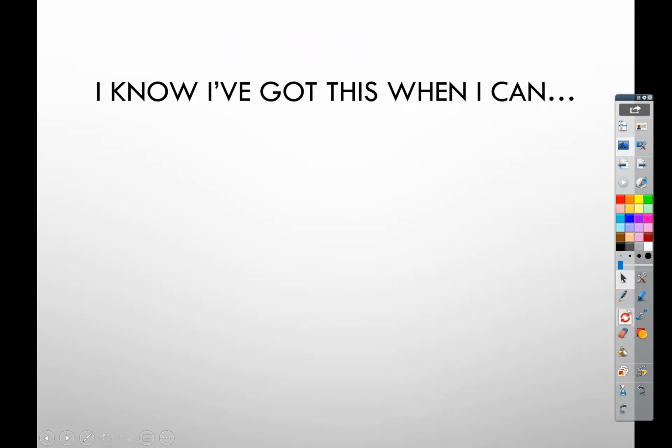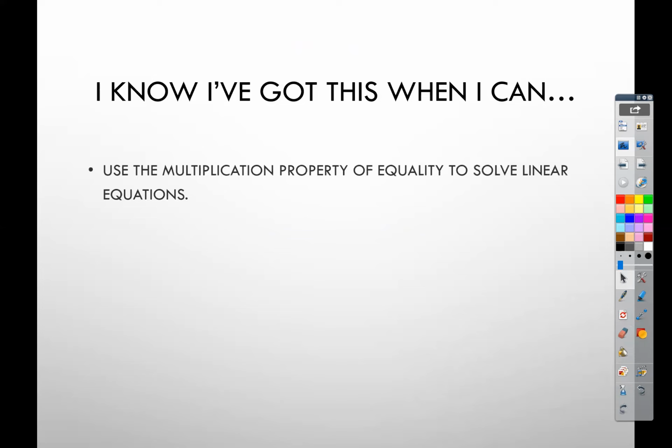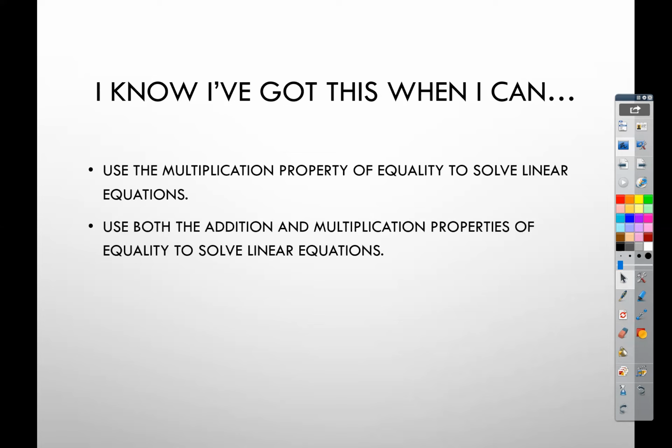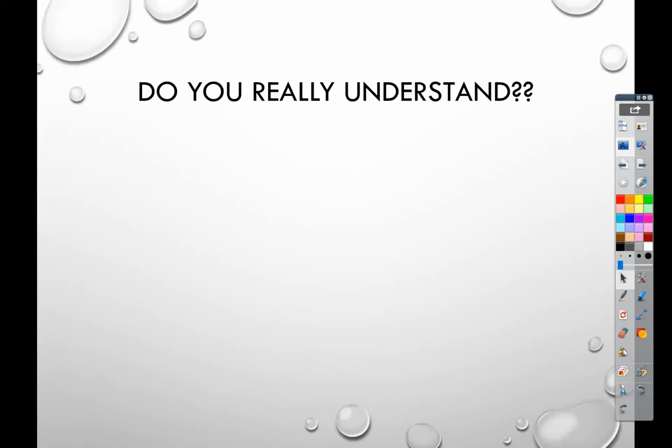Okay, so let's go back over our success criteria again. I know I've got this when I can use the multiplication property of equality to solve linear equations, use both the addition and multiplication properties of equality to solve linear equations, and write word phrases as algebraic expressions. So do you really understand? Explain how to solve that and then actually solve it.